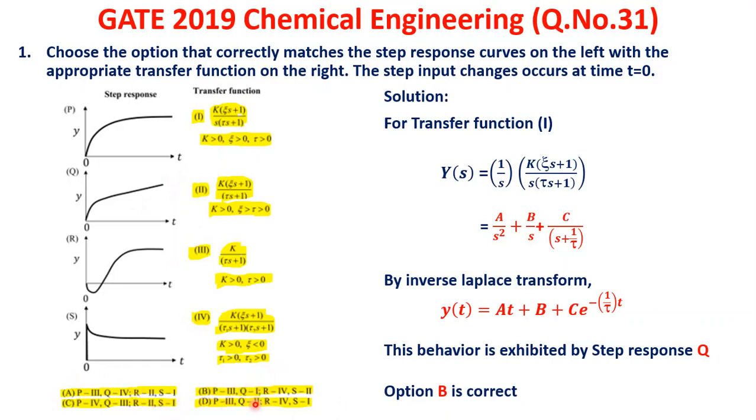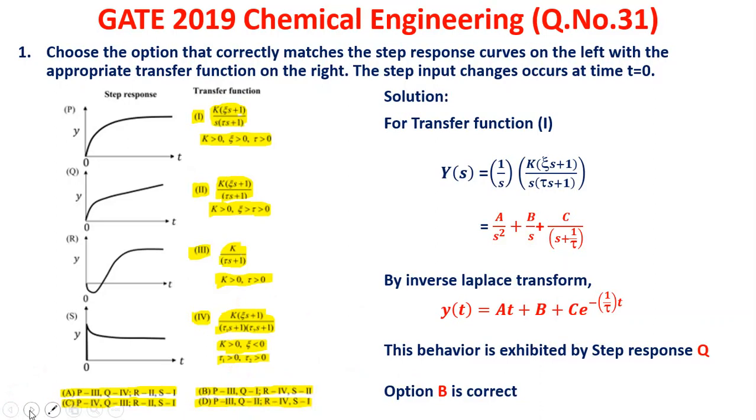In the rest of the options Q equal to 1 is not there. Therefore we need not solve for the remaining transfer functions at all. It is enough if we conclude from this straight away, because Q equal to 1 is given only in this second option. So option B is correct.